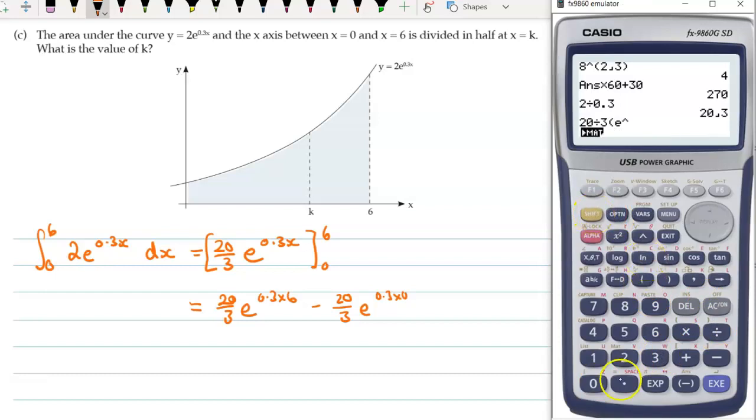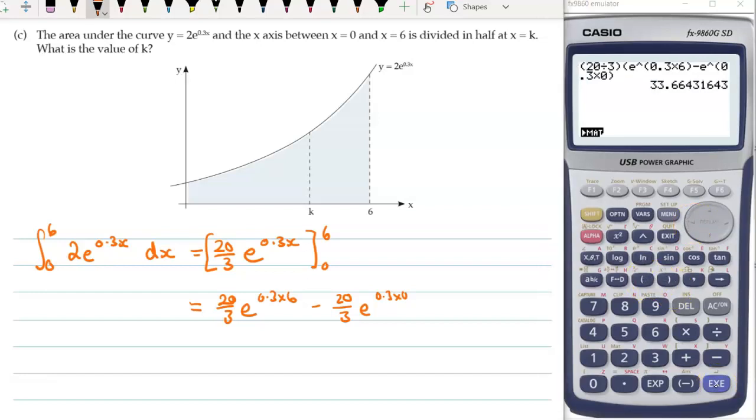So we have 20/3 e to the 0.3 times 6 minus 20/3 e to the 0.3 times 0. That's not right. Let me just go back and put the bracket in that I forgot to do on the 20 divided by the 3. There we go. This is equal to 33.66.